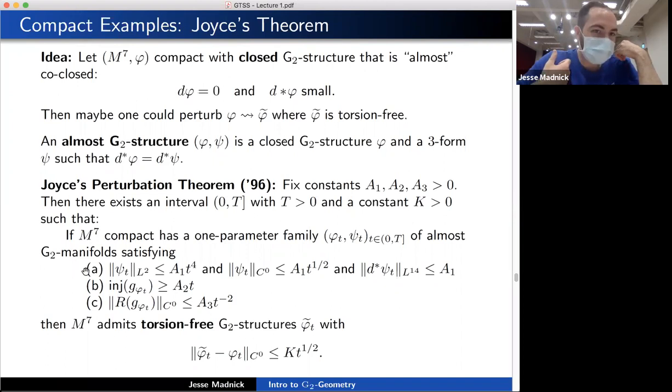So this is a good thing. A is saying that psi t is going to 0 reasonably fast. So the intuition is that maybe you have your one-parameter family and they're degenerating as t goes to 0. On the one hand, the injectivity radius may go to 0 and your curvature may blow up, but also they're becoming closer and closer to a degenerate torsion-free G2 structure. So this is a singular perturbation type theorem.